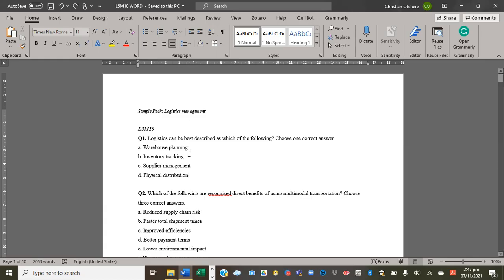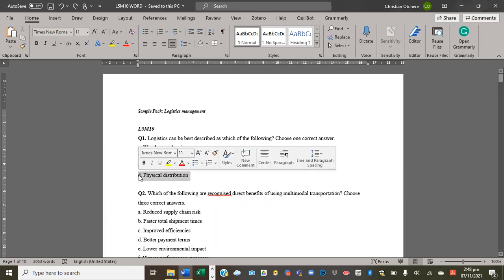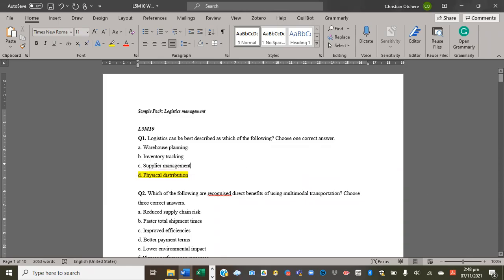So warehouse planning is here, inventory tracking, yes, but it's just there to confuse you. They are all elements. A warehouse, yes, you would have to do that, but which of them delivers the goods to the final consumer? Physical distribution. It's purely physical distribution. So that's the most appropriate answer here.